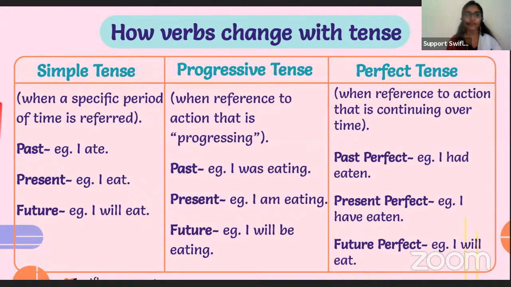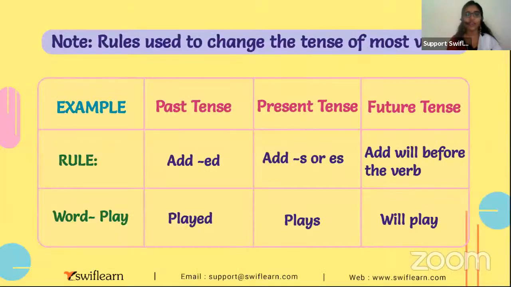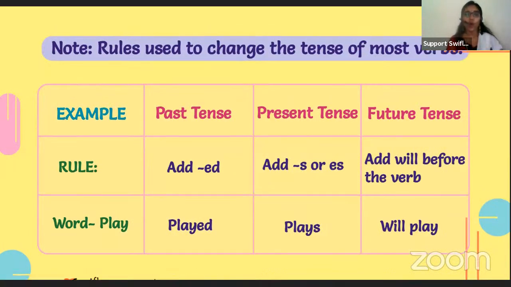What do we have here? So whenever we are changing the tense, for each and every tense, the verbs will also be changing. Let's have the rules for that. Once this rule is very clear to you, it will be very easy for you to change the tenses based on the verbs, and to change the verbs based on the tenses. So now we have the example here.